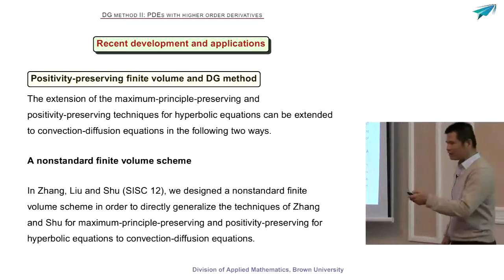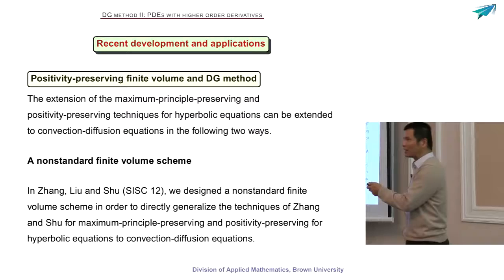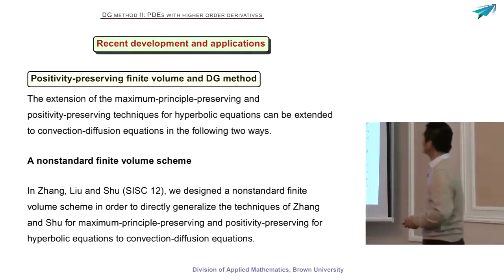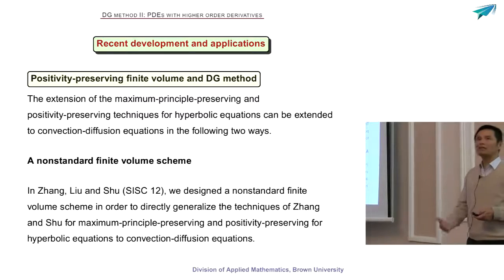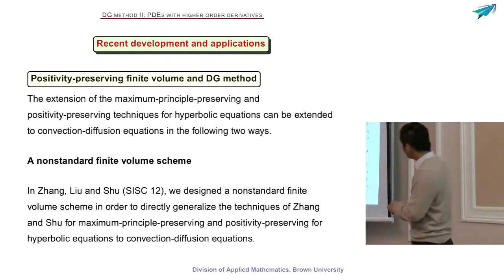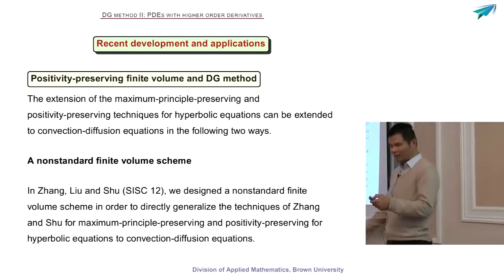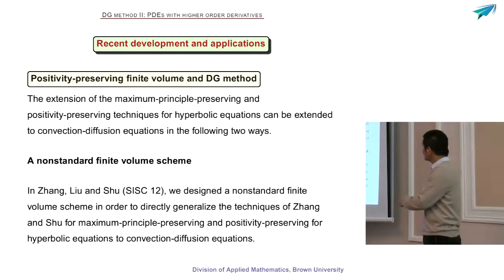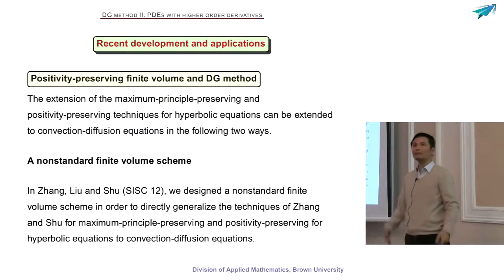Okay, so let us continue and get to the last part. The last part will be a few recent developments and applications of DG schemes for higher order PDEs. I have planned for 3 topics. Let's see how far we can go. The first one is positivity preserving finite volume and DG schemes, which we actually mentioned on Friday, but for hyperbolic equations.